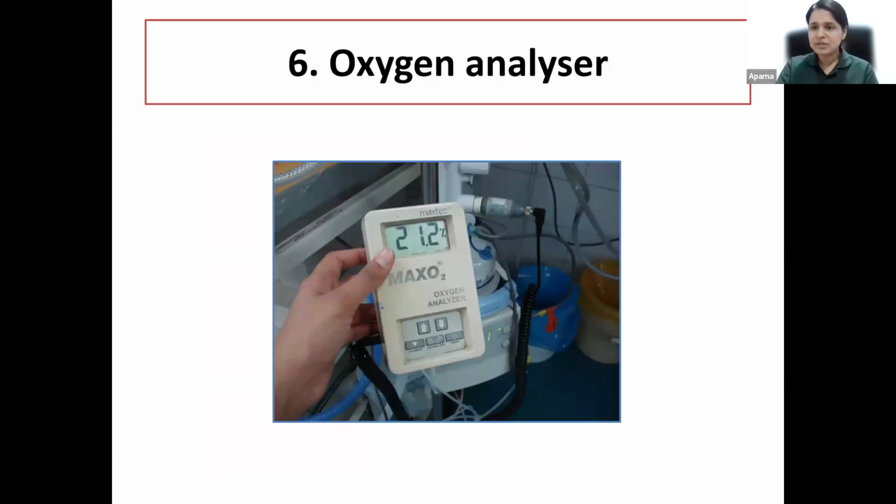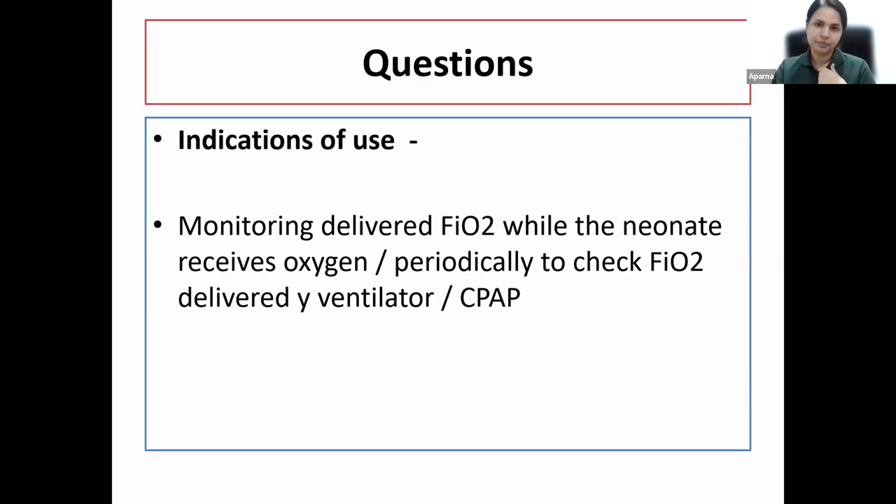So this is how it works. If you're setting, say, 21% oxygen to the baby, this oxygen analyzer can be connected to the knob that we just saw, and it helps us to actually find out the concentration of gas that is going to the baby. So what are the indications of CPAP?